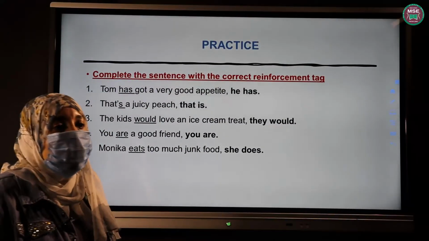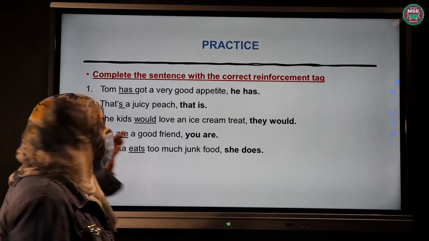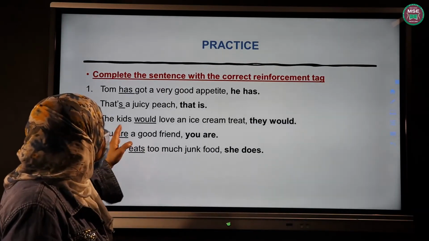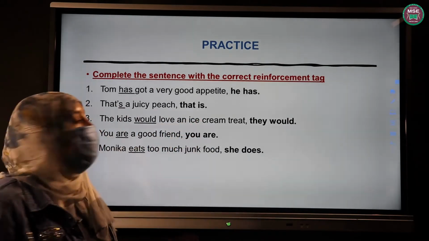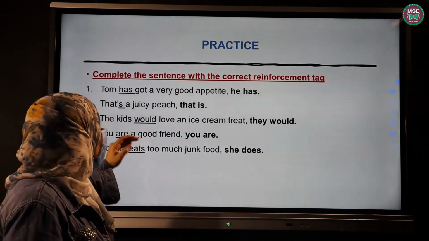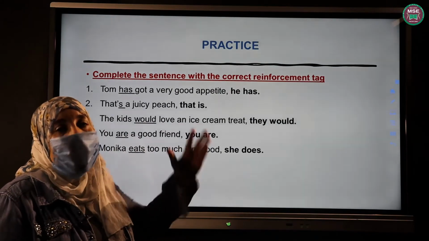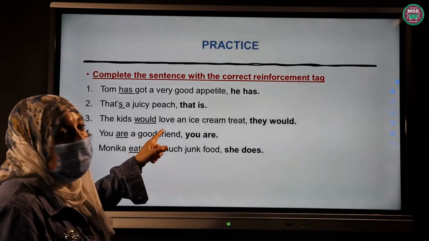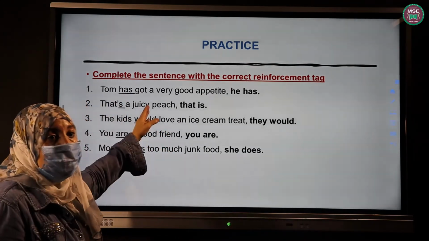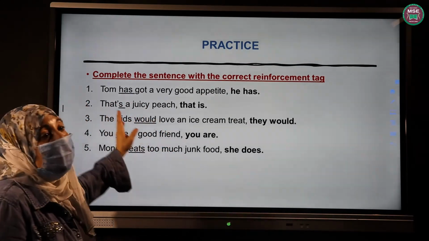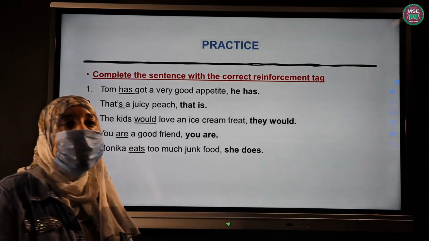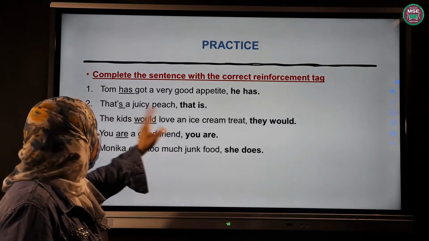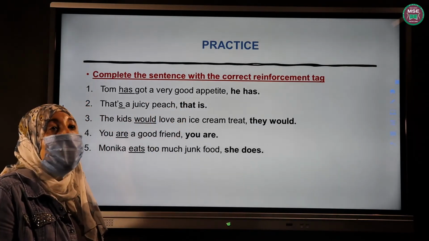Now, let us practice the reinforcement tags. Because I believe that practice makes perfect. Complete the sentence with the correct reinforcement tag. I want you to complete these sentences. Each one has a reinforcement tag. What can we do? Tom has got a very good appetite. Here, this is a sentence, right? But again, I'm going to what? To reinforce. So my tag will be positive as it is. Tom has got a very good appetite. He has. I reinforce what I'm saying.